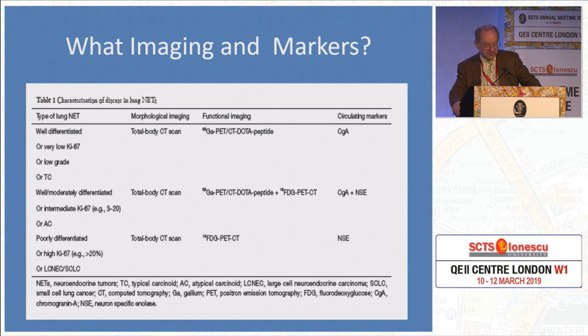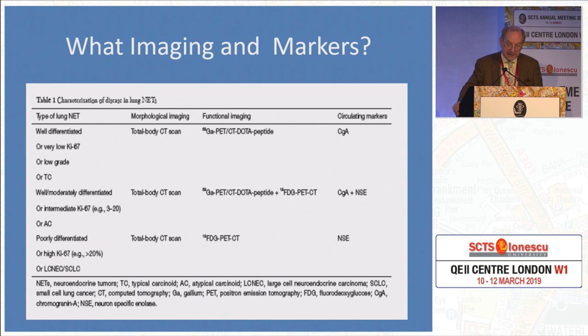This table refers to what imaging you might want to do. We've just come back from ENETS this week, and there are many people who feel you should do both FDG PET and the gallium DOTA PET in all patients. But I think personally that's a rather extravagant use of resources, particularly for a well-differentiated tumor. And generally, you would use the somatostatin receptor scintigraphy for well-differentiated tumors, and you would tend to use FDG PET for the high-grade tumors. And I think it's probably more useful to do both imaging in the intermediate group, as it were, the middle groups.